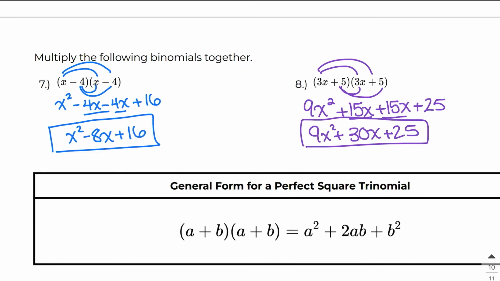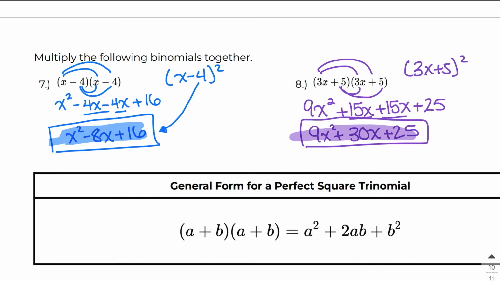So how is this a perfect square trinomial? Well, if you notice right here, the result is a trinomial, but the thing that you are actually FOILing together is this x minus 4 times x minus 4. That's what you're expanding. That's what you're multiplying. So this pretty much is just saying x minus 4 squared. And when I square it, I get this perfect square trinomial. And same thing with this one over here. You have 9x squared plus 30x plus 25. This is a perfect square trinomial because it is the trinomial result of 3x plus 5 being squared.